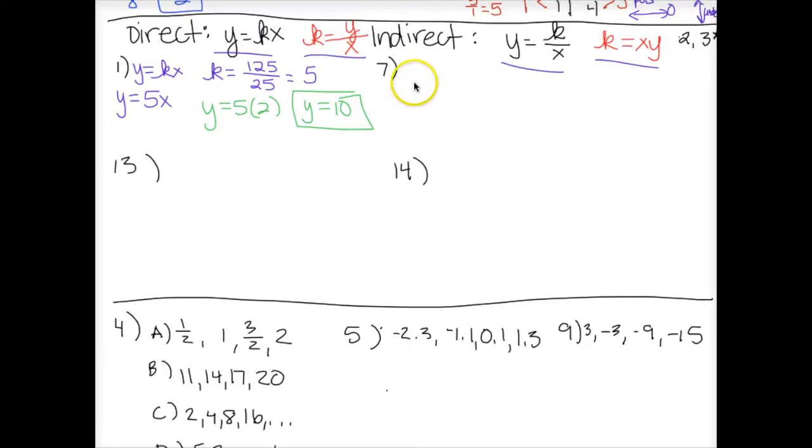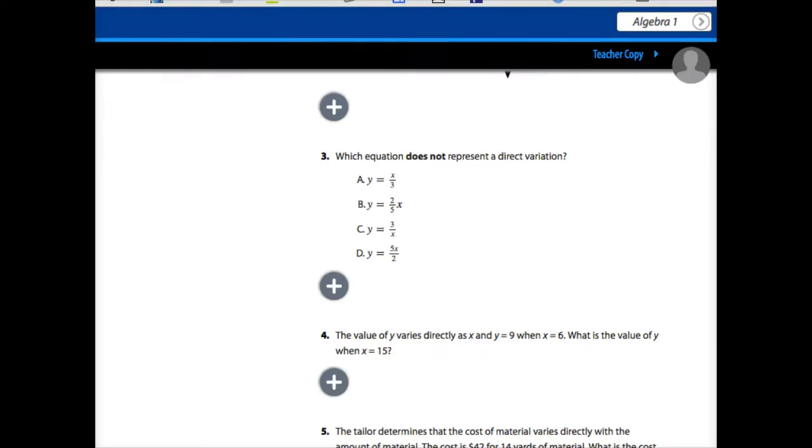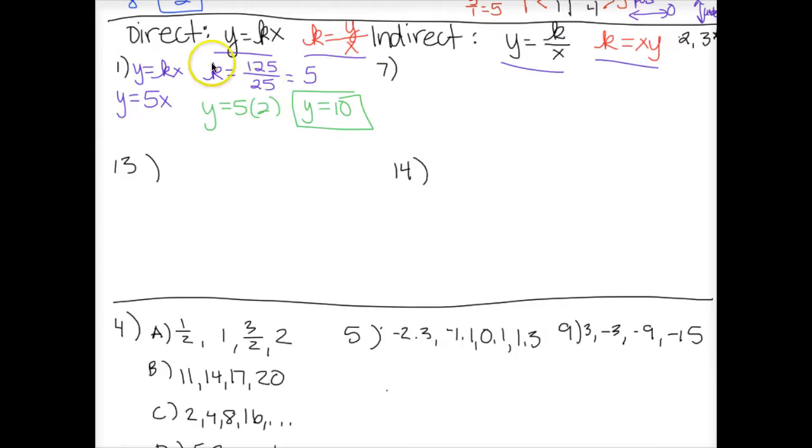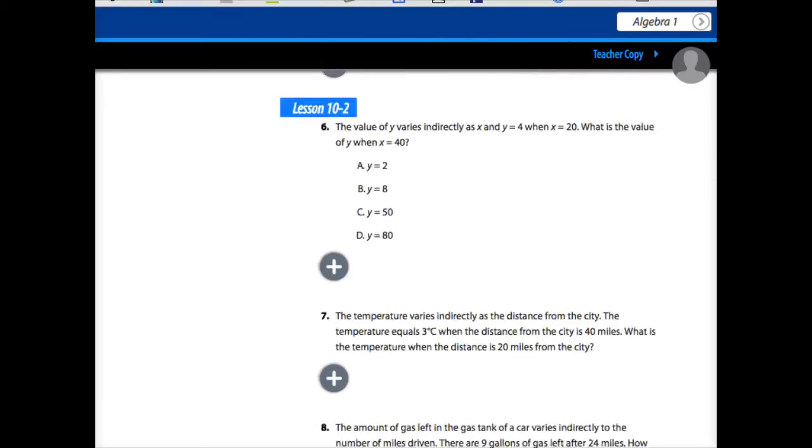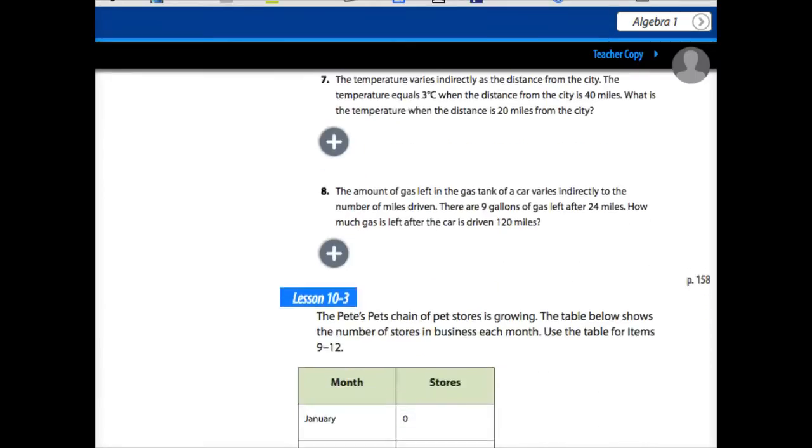All right, the next one that I wanted to look at is number 7, and that one is sort of like number 1 is, in that it gives you values and you have to find another one, except it's a word problem, and it's talking about indirect variation. So make sure that you read carefully on the quiz to see whether it says direct or indirect.